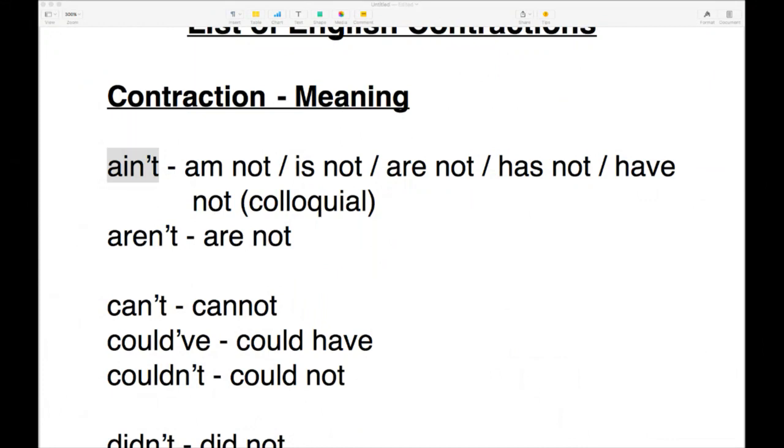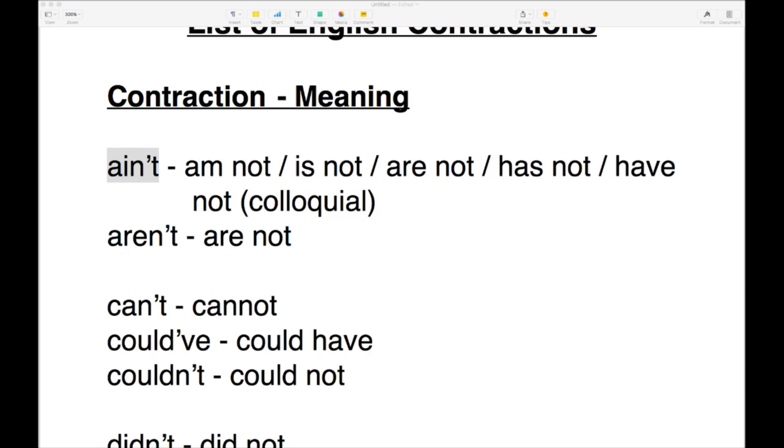We'll see. So here we go, the common contractions. The very first common contraction that you will hear is the contraction ain't. Now, ain't is short for a lot of things. It could be am not, is not, are not, has not, or have not.